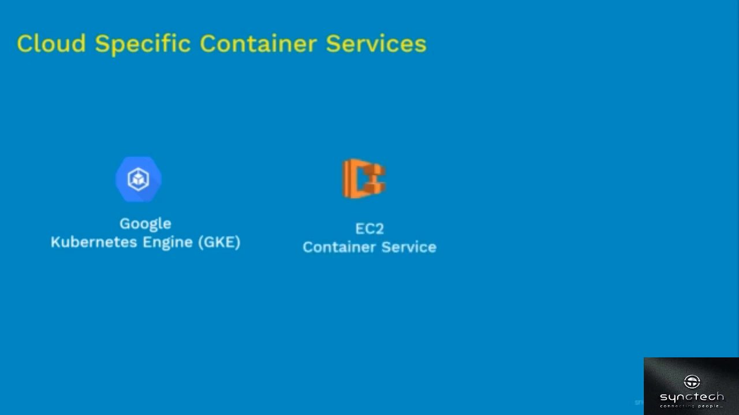Next, EC2 Container Services, and then Azure Container Services. Although they have their own way of managing containers, they provide an option for using Kubernetes on their own platforms. So these are some of the cloud-specific container services. Now in the next slide, we'll see a graph to find which is the best container orchestration engine that fits your organization based on its size.